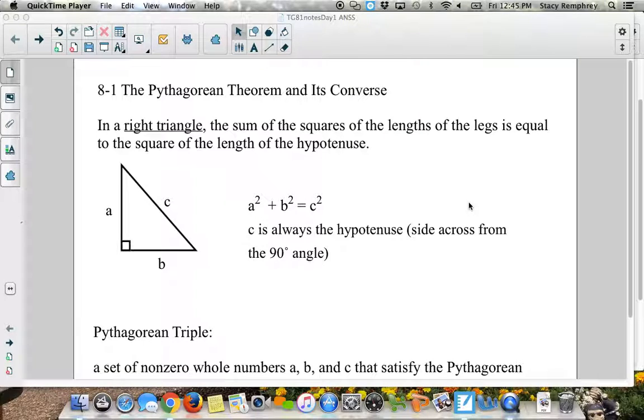Okay, these are the notes for 8-1. 8-1 I'm splitting up into 2 days. It kind of has a lot of stuff in one section. So today we're just going to focus on the Pythagorean theorem.